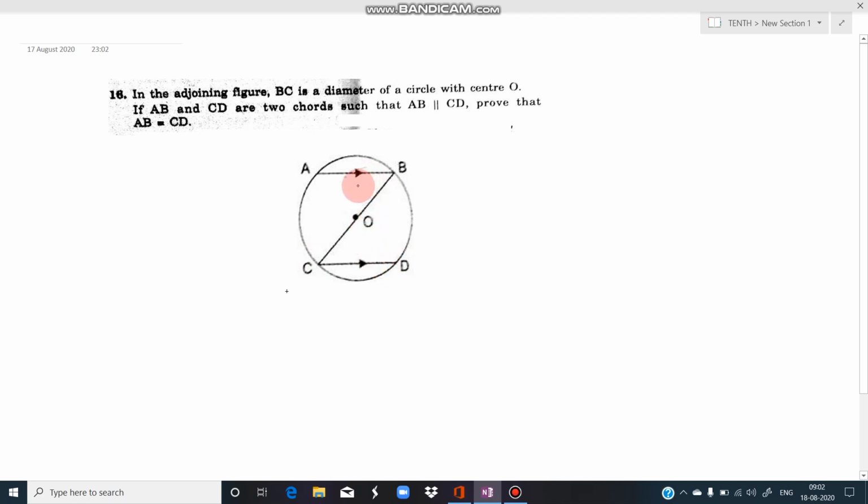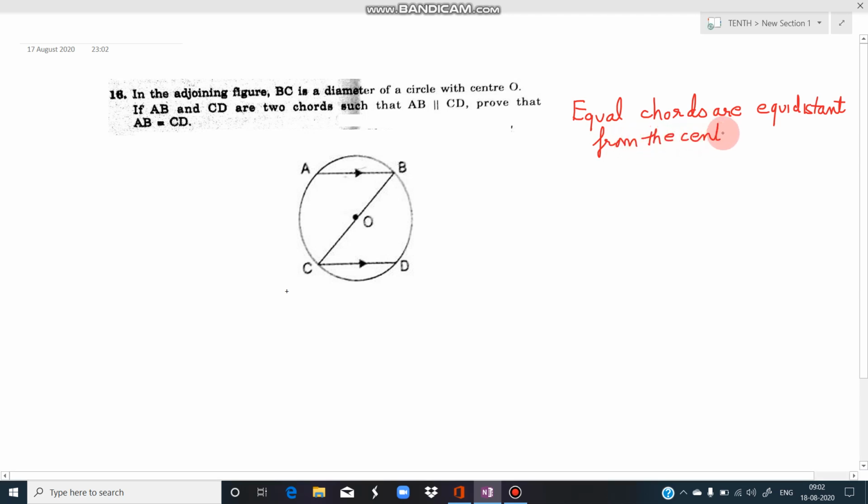We have to prove that AB and CD are equal. Now we will be using a new theorem which we have not done. What is the theorem here? The theorem is that equal chords are equidistant. Equal chords are equidistant from the center.